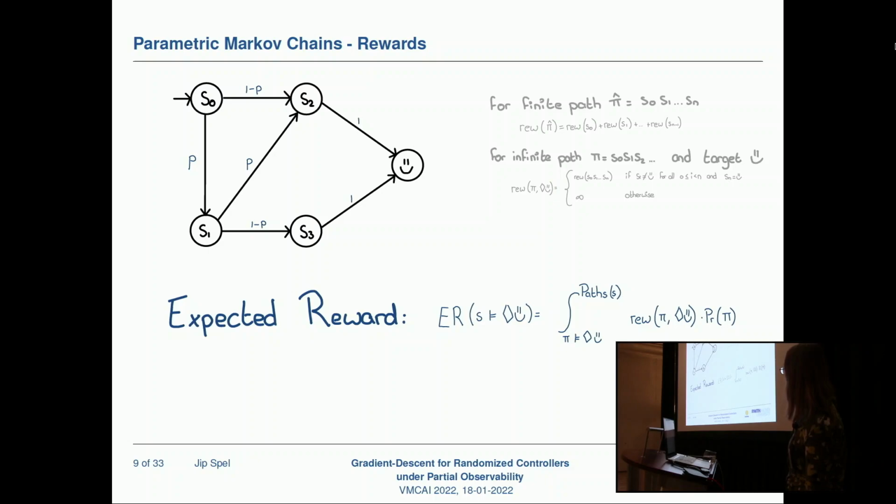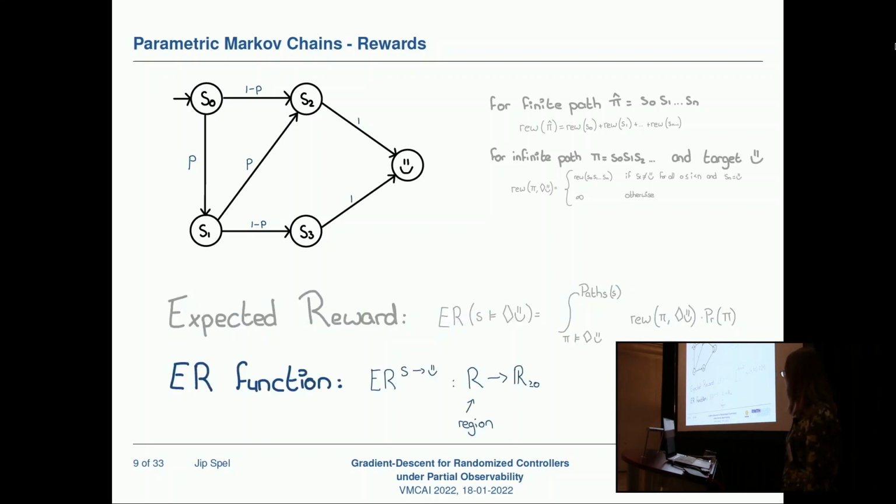Next, we can define the expected reward for a parametric Markov chain, which is simply the reward of the paths times the probability of this path. And finally, we denote this as a reward function, where you can see that we have the state we're interested in, and we want to go to the happy smiley. This is some notation. And then in the end, you end up with some value.